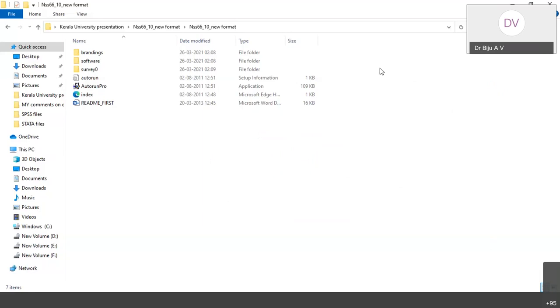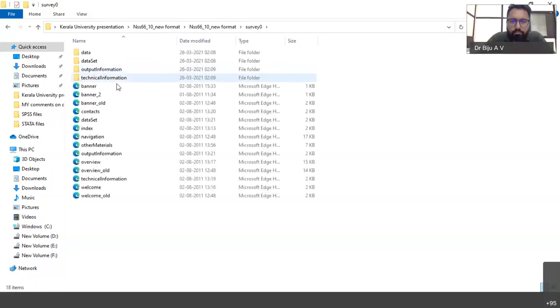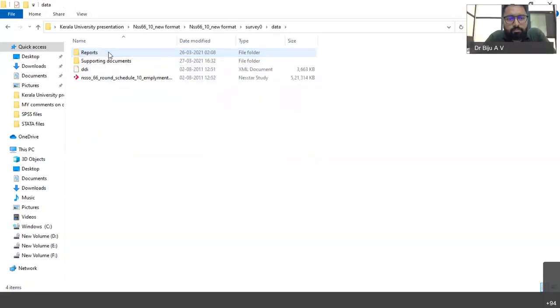So here you see this NSSO data. When you get NSSO data file, you will have this folder in the new format. New format NSSO is introduced very recently, in the last 4-5 years only. And there you will get these folders. So here, if you click this survey and then data, this window will appear.